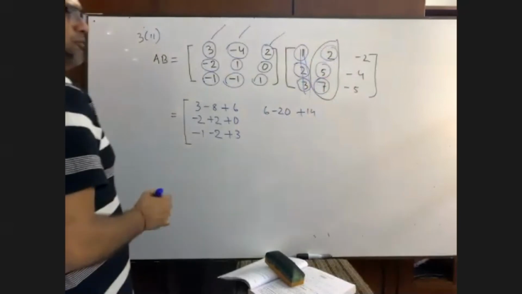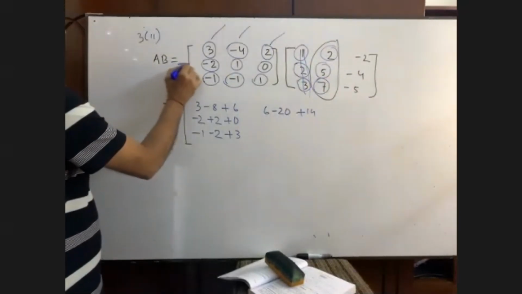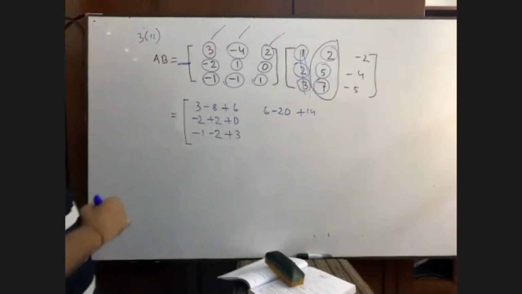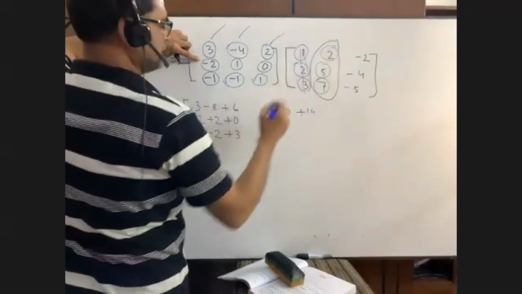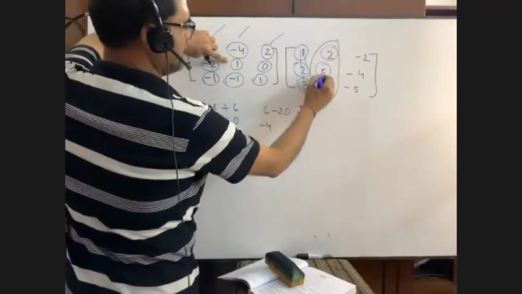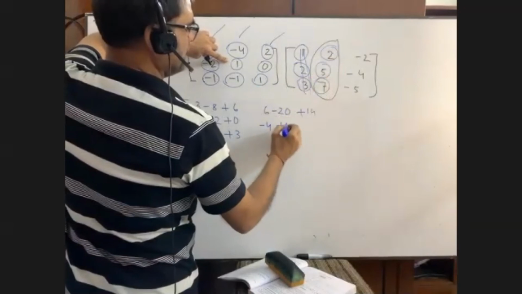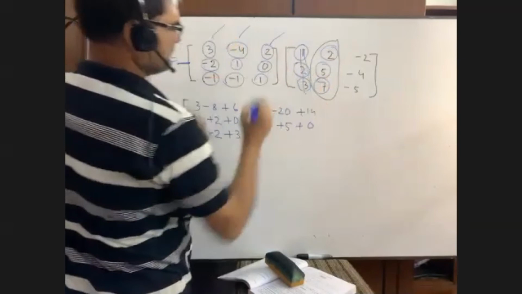The first row has been done. Now you have to go to the second row. What is the second row? Minus 2 into 2 equals to what? Minus 4. This is 1 into 5, plus 5. 0 into 7, that is plus 0.